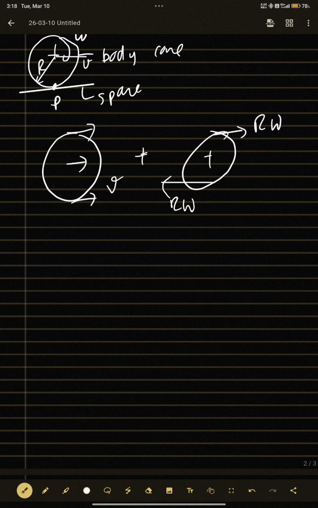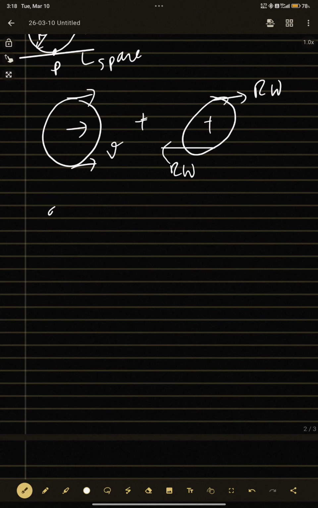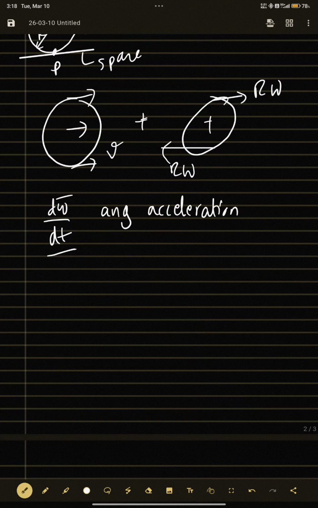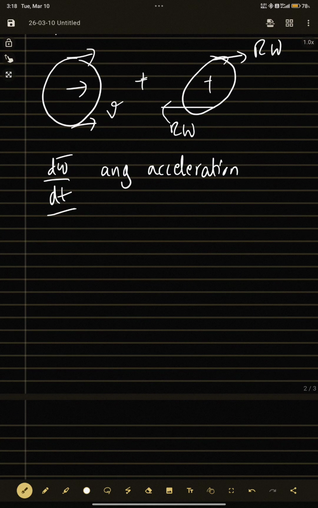This is just a visualization tool, and sometimes it is helpful in computing. Space cone particularly is helpful in computing angular acceleration. We will see how. Were you able to understand the second case? The second case.